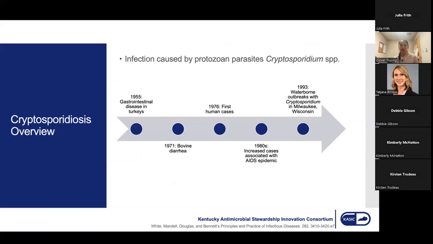So the first parasitic infection that I want to talk about is cryptosporidiosis, which is an infection caused by a protozoan called Cryptosporidium species. Some remarkable timeline for cryptosporidiosis is that it was first documented in 1955 as a gastrointestinal disease in turkey, so the turkey that we ate for Thanksgiving. And then in 1971, it was found to cause bovine diarrhea. But it was not until 1976 that we saw the first few human cases documented with cryptosporidiosis.